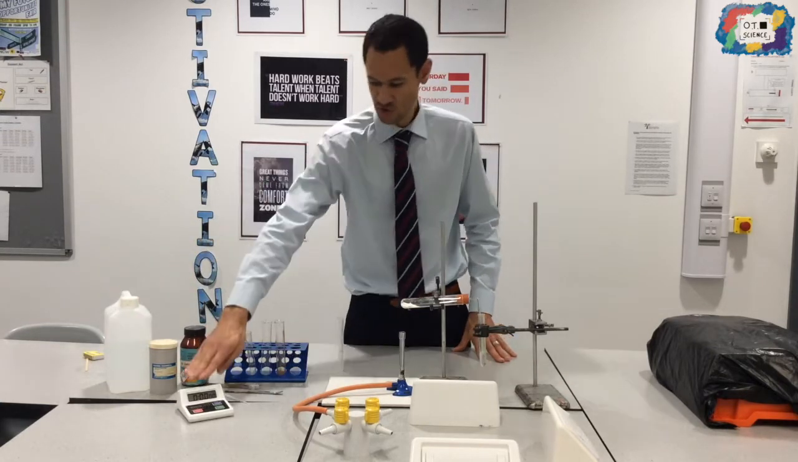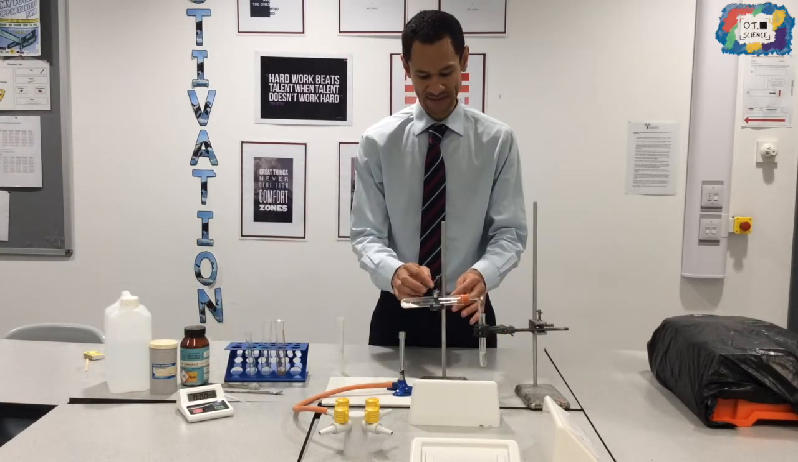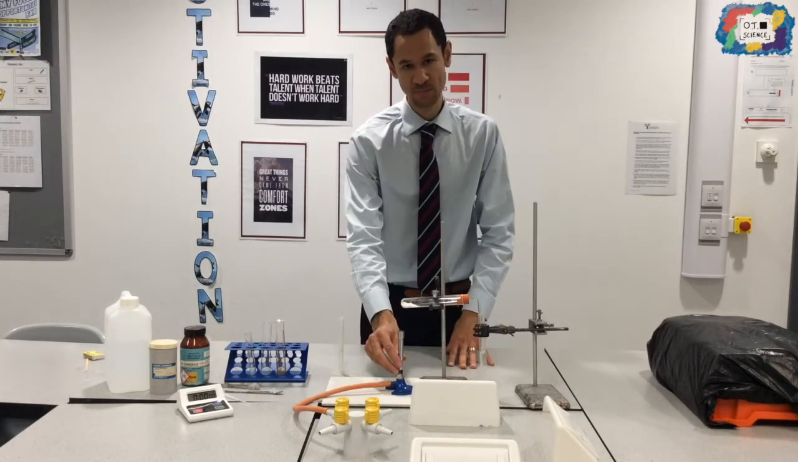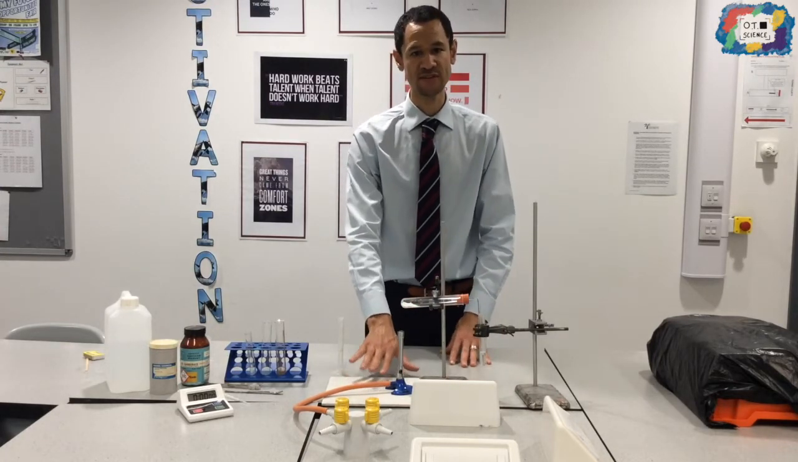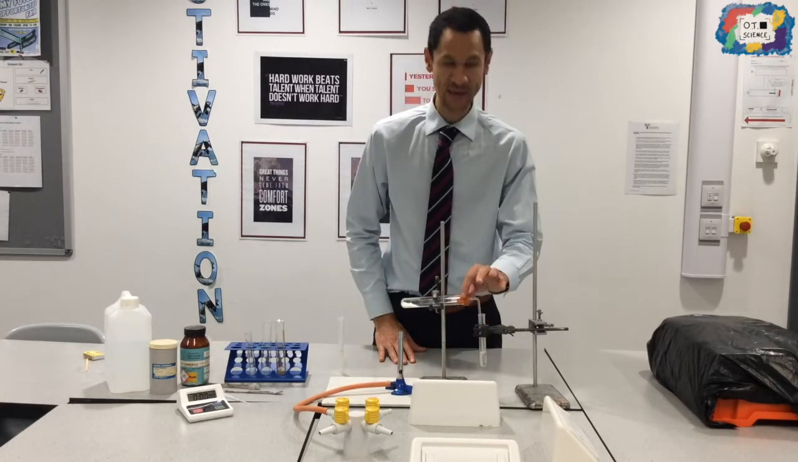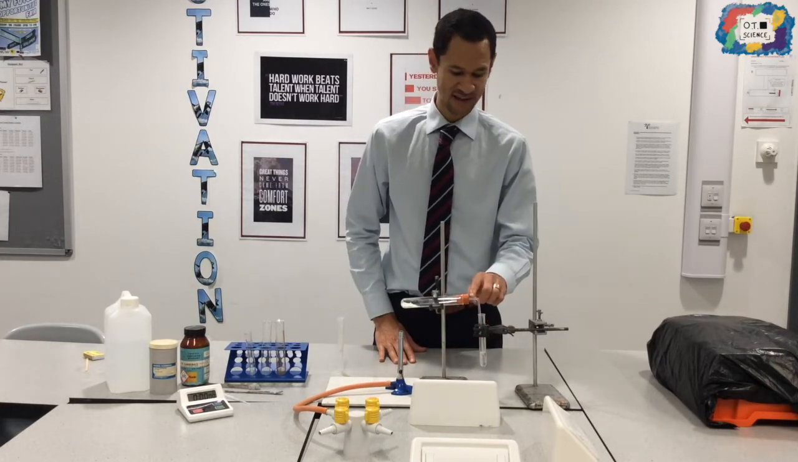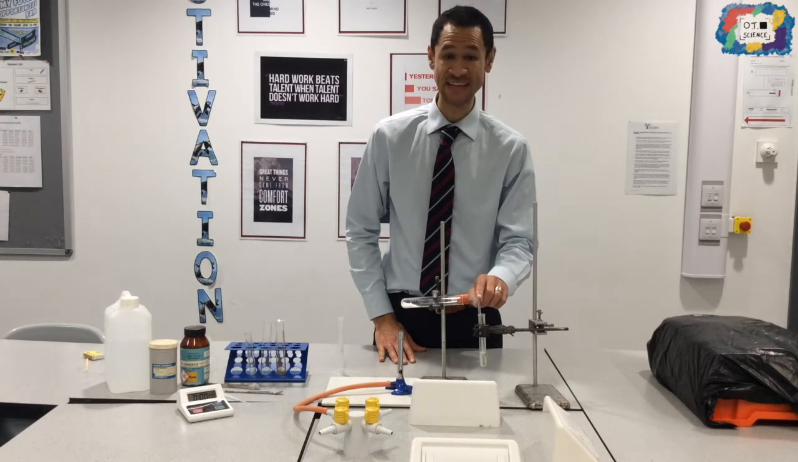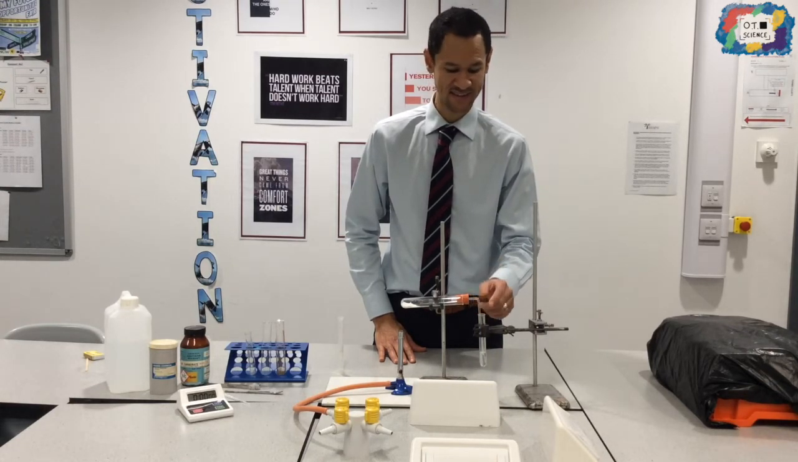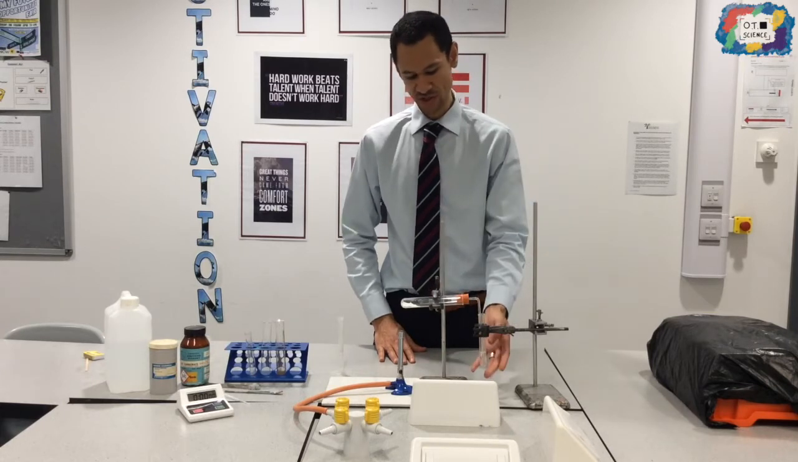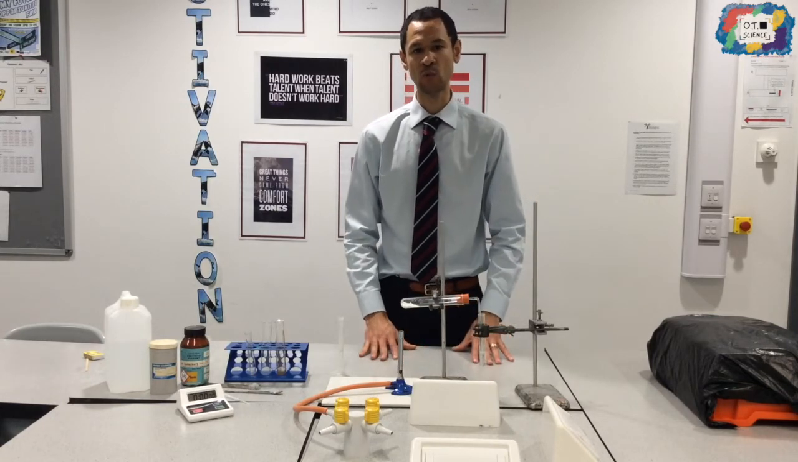Lime water, stop clock, clamp, and I've got a stand, Bunsen burner, and that's got a heat-proof mat underneath it for safety. This orange thing here, which is a bung, and out of the bung centre is a delivery tube, and it does what it says on the tin. It delivers the gas into this test tube, which contains the lime water.